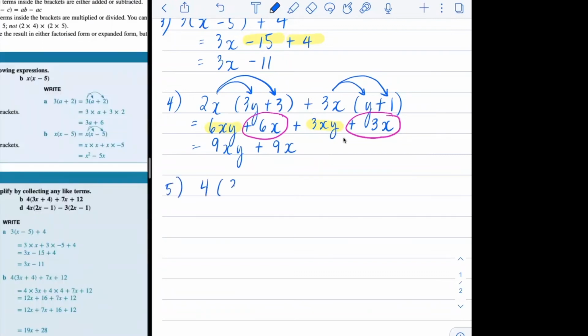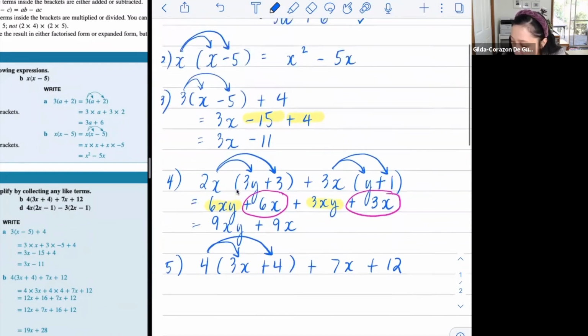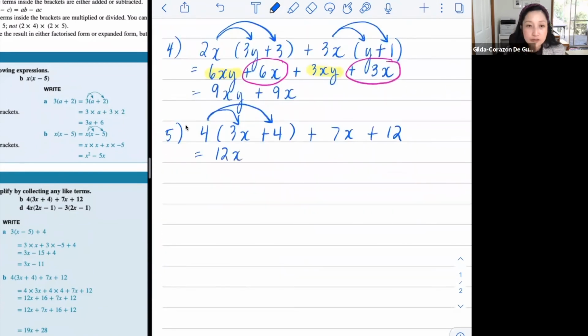We've got 4 multiplied to 3x plus 4, plus 7x plus 12. Okay, so the 4 is distributed to each of these, and it stops there because I've got there the closed brackets. Yeah. So now I've got 4 times 3x, that becomes 12x. And then we've got 4 times 4, we've got 16. And then just copy out the rest of the expression.